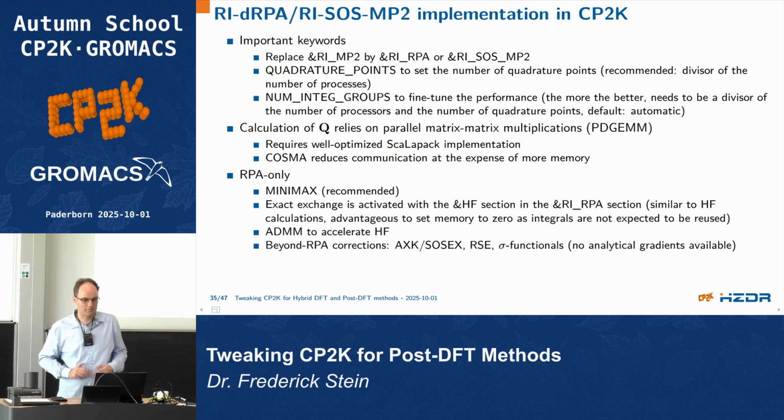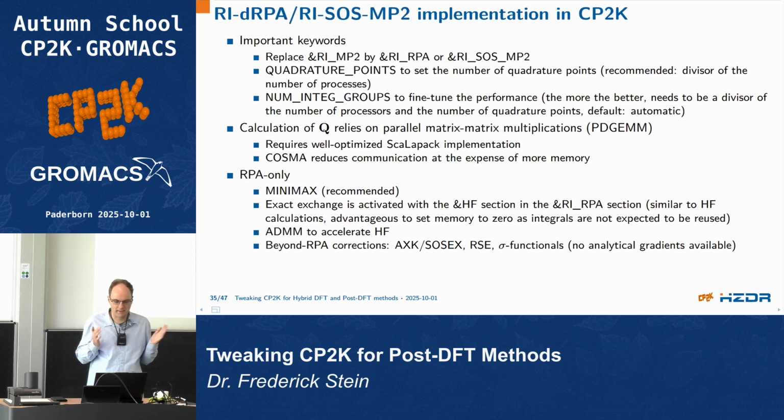So how do you set up these kinds of calculations now? Well, it's basically pretty similar to the MP2 calculations. You basically just need to replace the RI MP2 section with the respective RI-RPA or RI-SOS-MP2 sections. And as I've mentioned, we have some kind of numerical quadrature. That's why you have to set the number of quadrature points explicitly.